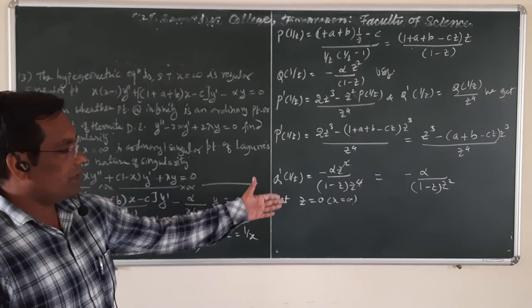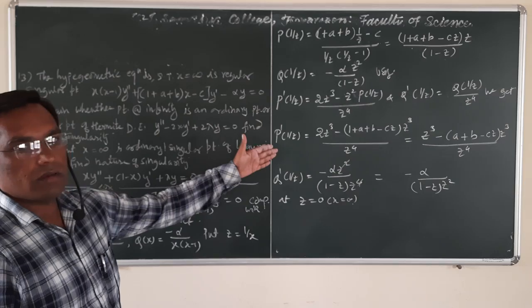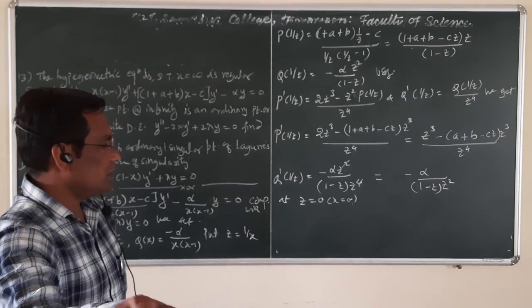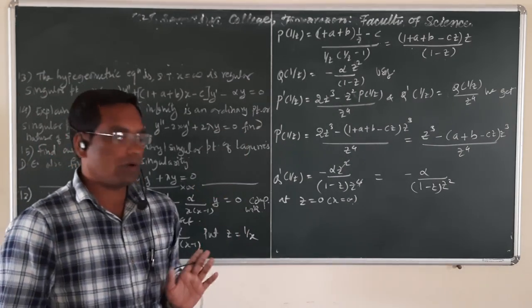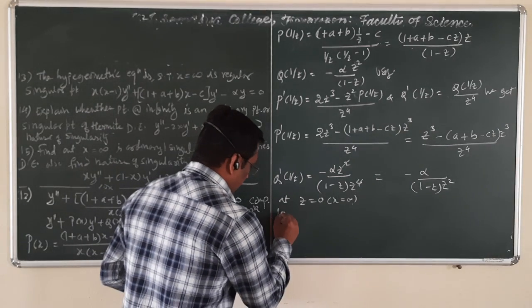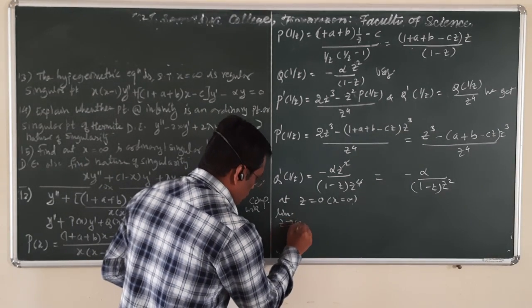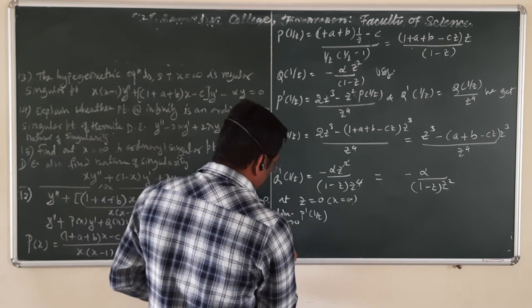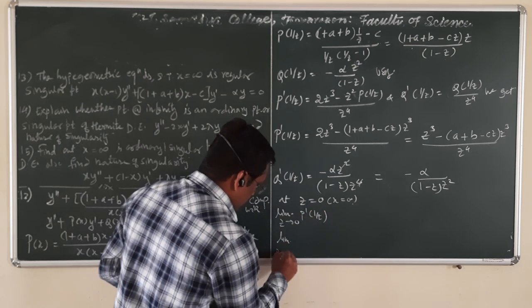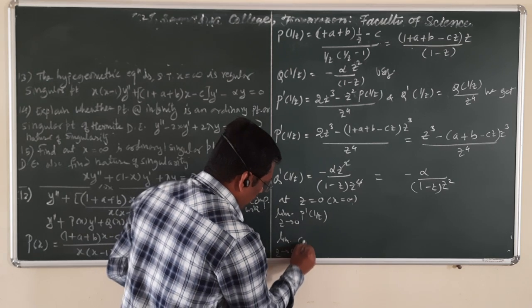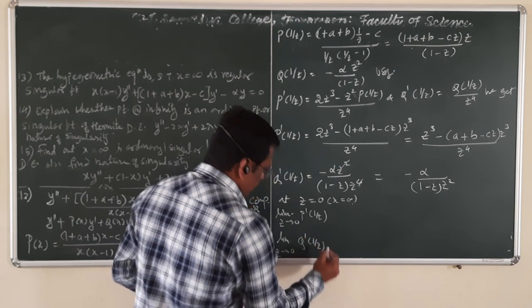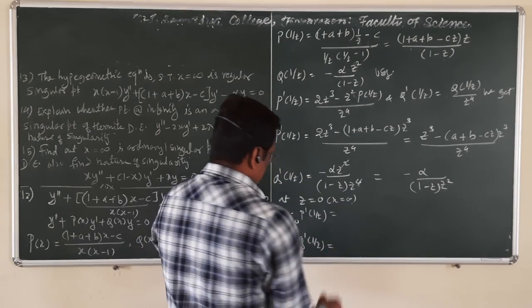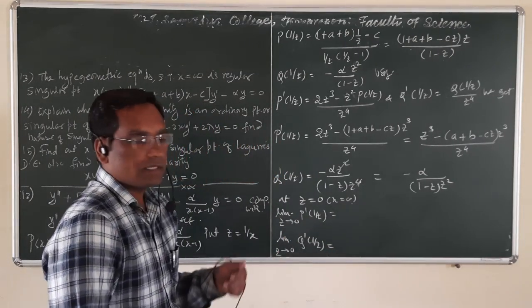By taking these two limits, we can find out whether z equal to 0 is a singular point or not. So limit as z tends to 0, p dash of 1 upon z, and limit as z tends to 0, q dash of 1 upon z. So first of all, this limit, and after this limit.